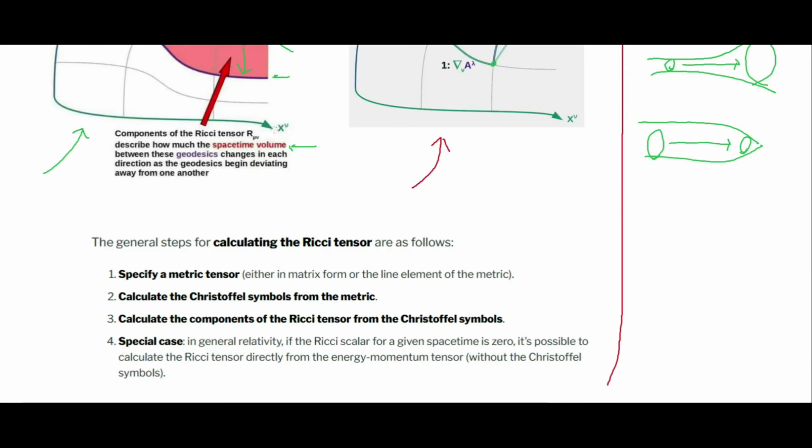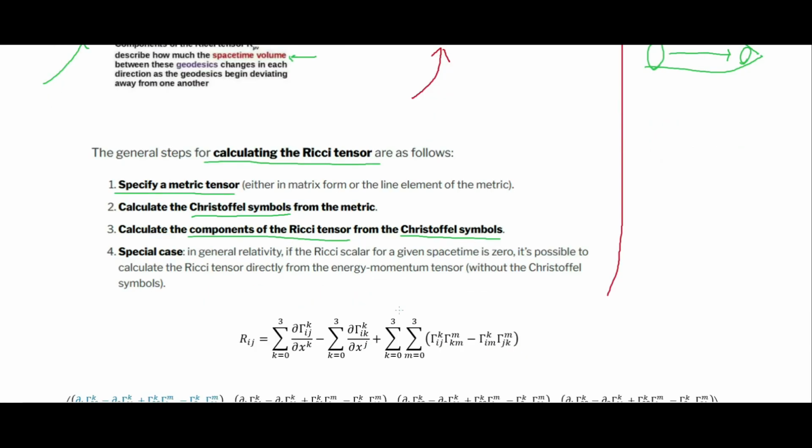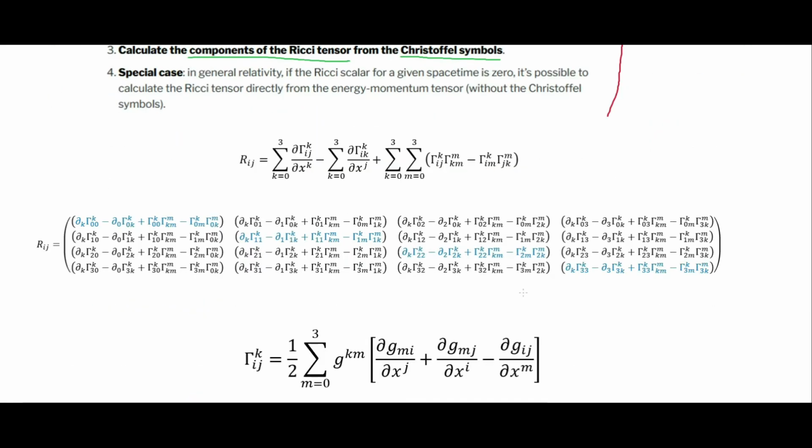Here, once again, this is from this Profound Physics website, and I liked this because it gives the general steps for calculating the Ricci tensor. First, specify a metric tensor. Then we calculate those Christoffel symbols from the metric, which we can use to calculate the components of the Ricci tensor. Like I said, in the next video I talk a little more about these Christoffel symbols.